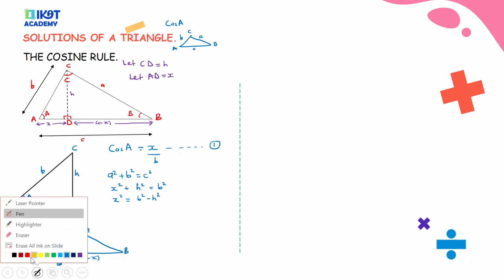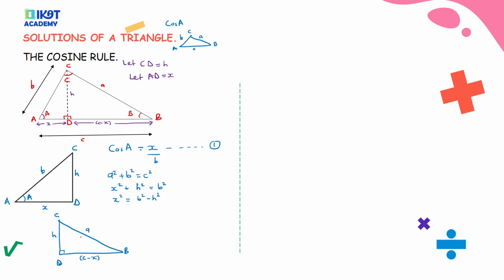Let me change the color. So we have this triangle, and we can still apply the Pythagoras theorem. So h squared plus (c minus x) squared equals a squared. Sorry, I forgot to say, but we can call this equation 2.